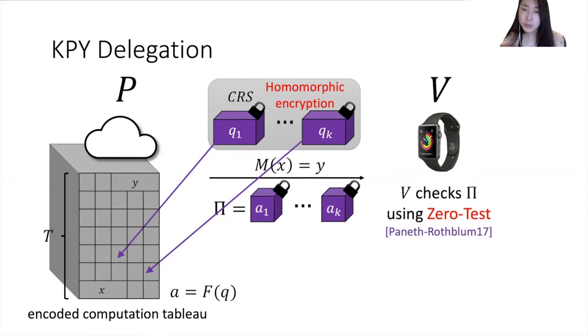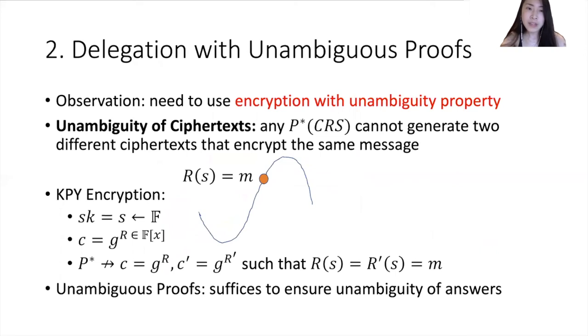Then the verifier will publicly check the proof pi using an operation called the zero test, which acts on the ciphertexts themselves. This notion was introduced in the work of PR and constructed in the work of KPY. We won't go into the details today, but this is how the public verifiability is obtained. Next, we'll see how to make this delegation scheme have unambiguous proofs. The first observation is, since the proof consists of ciphertexts, we'll have to use an encryption scheme that has an unambiguity property. Our property will require that any cheating prover cannot generate two different ciphertexts that encrypt the same message. This property might seem a little counterintuitive, but it's pretty easy to see that it holds in the KPY encryption scheme.